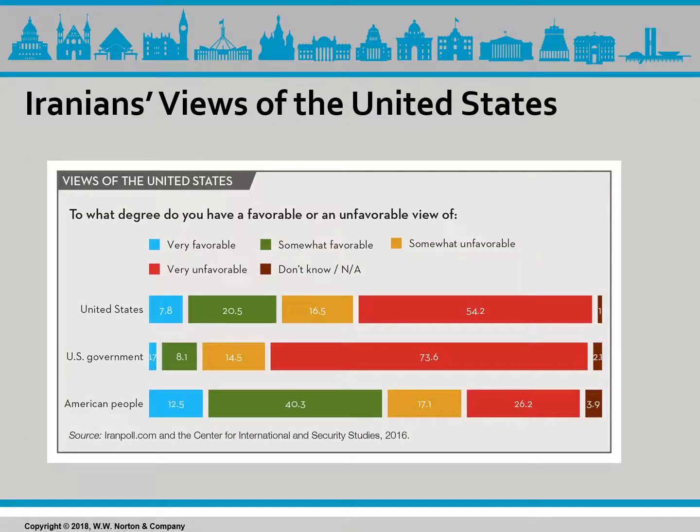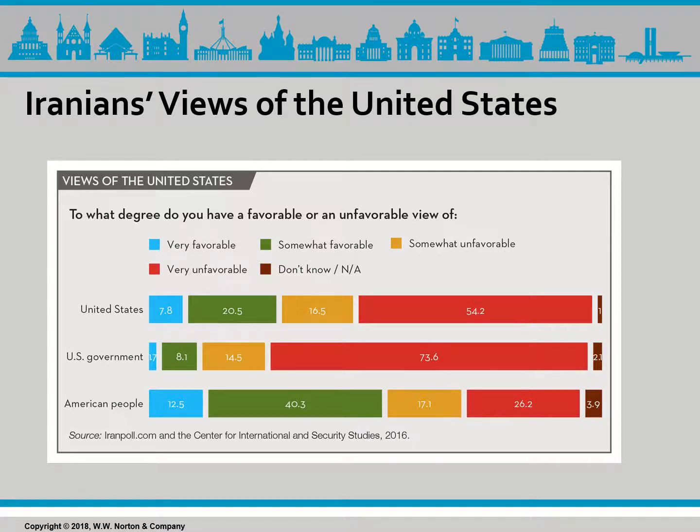The Iranian views of the United States, because of our sanctions and our strong responses to how they talk about Israel, 54% find us unfavorable altogether as the United States, collectively the name United States. The U.S. government is hated about 73%. The people ourselves, so if they ask, what do you think about the American people? About 26.2% find us very unfavorable. You can see here that there's a disconnect, or a very interesting separation, between the U.S. government and the American people.